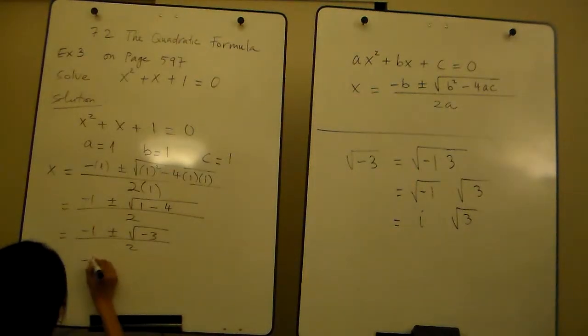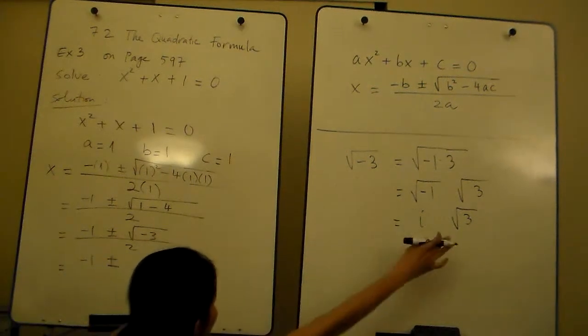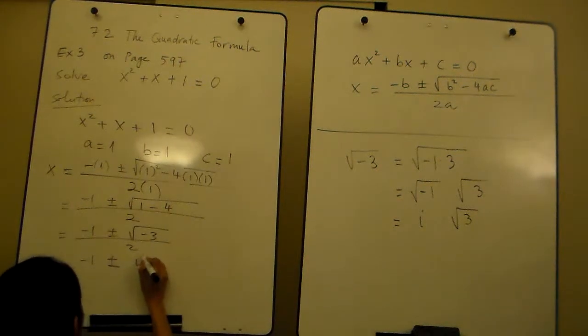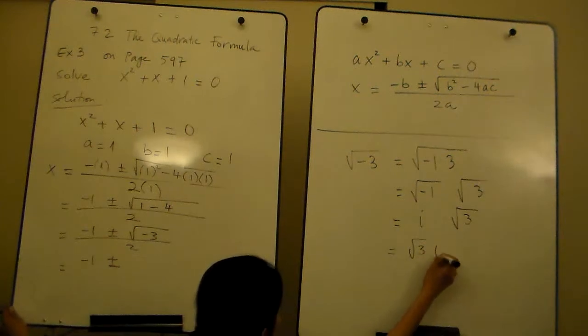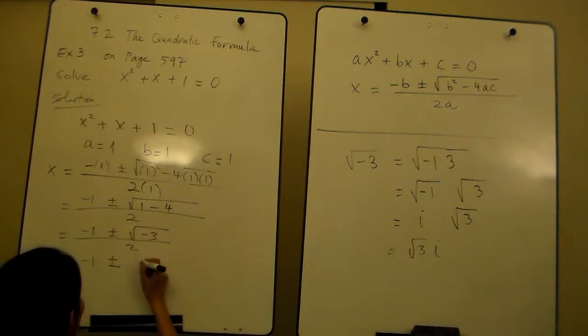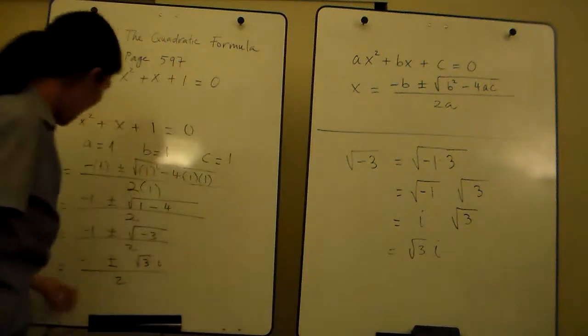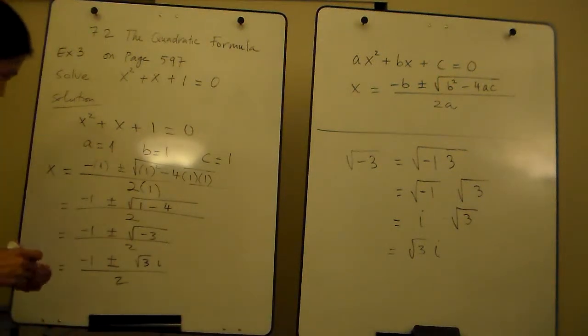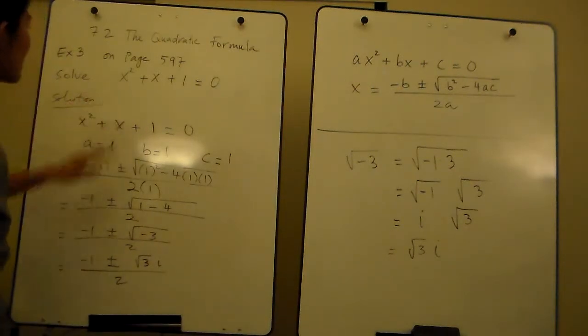So I have negative 1 plus or minus. To replace square root of negative 3, I have i times square root of 3, let me rewrite this as square root of 3 times i, just switching the position of the two factors. So negative 1 plus or minus square root of 3 times i, divided by 2. And it looks like you cannot simplify any further. You can leave the answer like this. And these are the solutions of this equation.